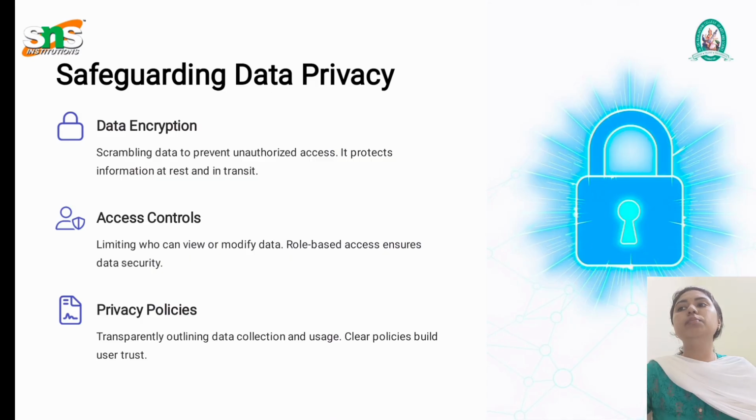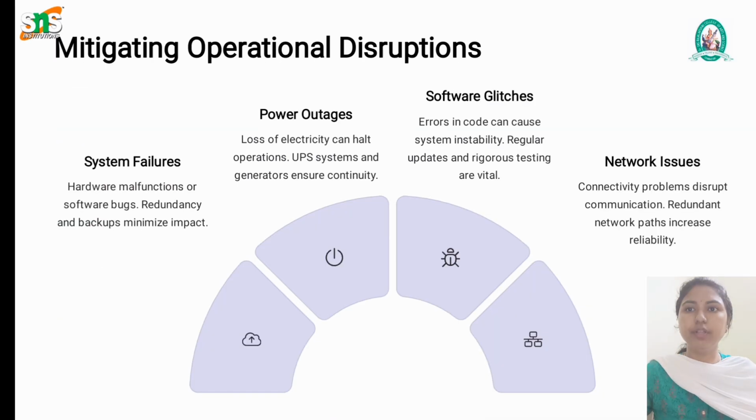The next thing is mitigating operational disruption. The operational disruptions are system failure, power outages, software glitches, and network issues. These four are the operational disruptions to mitigate.